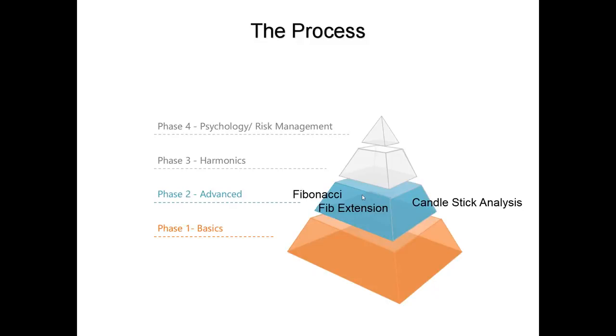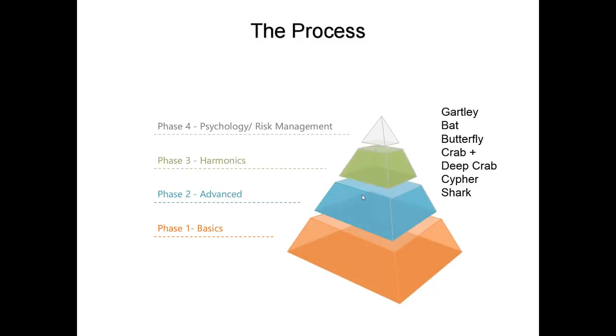Step 3 is going to be the advanced stuff, the harmonics. That's the Gartley pattern, the bat pattern, the butterfly, the crab, the deep crab, the cipher, and the shark. Write them down, because you need to study each one separately to recognize when they're happening. The market is random, it's not going to throw you the same pattern over and over again, so you need to understand each one and how to spot them. I'll give you guys a second.